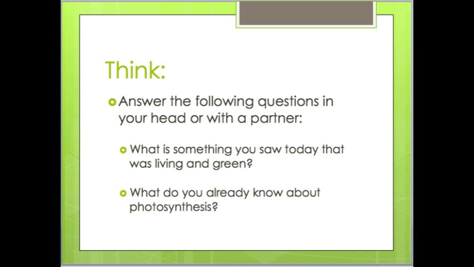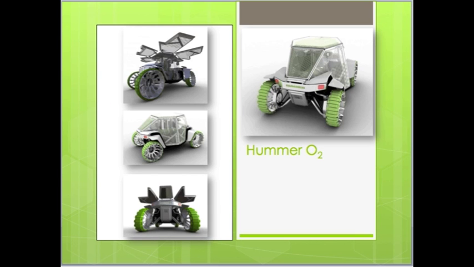Something that I came across recently that sparked my eye was the Hummer O2 car. I read about it on gizmag.com. As you can see, this car is unlike most cars that you'll see on the road. It has algae growing in the panels that produce oxygen, making it a very green car. If you're interested in this car, there's a link in the description below.